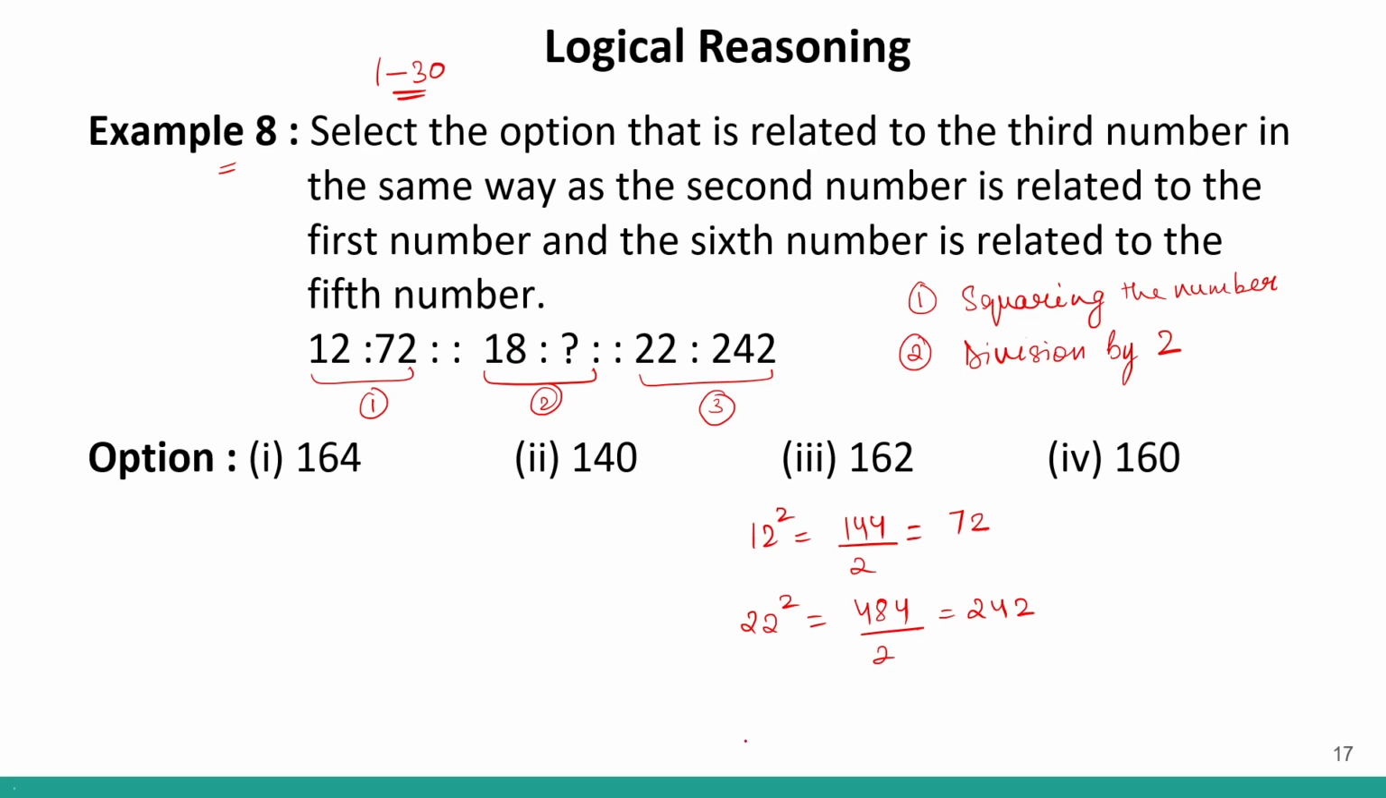So I'll do the same thing for 18. 18 square is how much? 18 square is 324. Correct? This will divide by 2. So it will be 1. Over here 1 will be carried. So this will be 6 and this will be 2. So my answer will be 162. And this is given in option number 3. So option number 3 will be our correct answer.